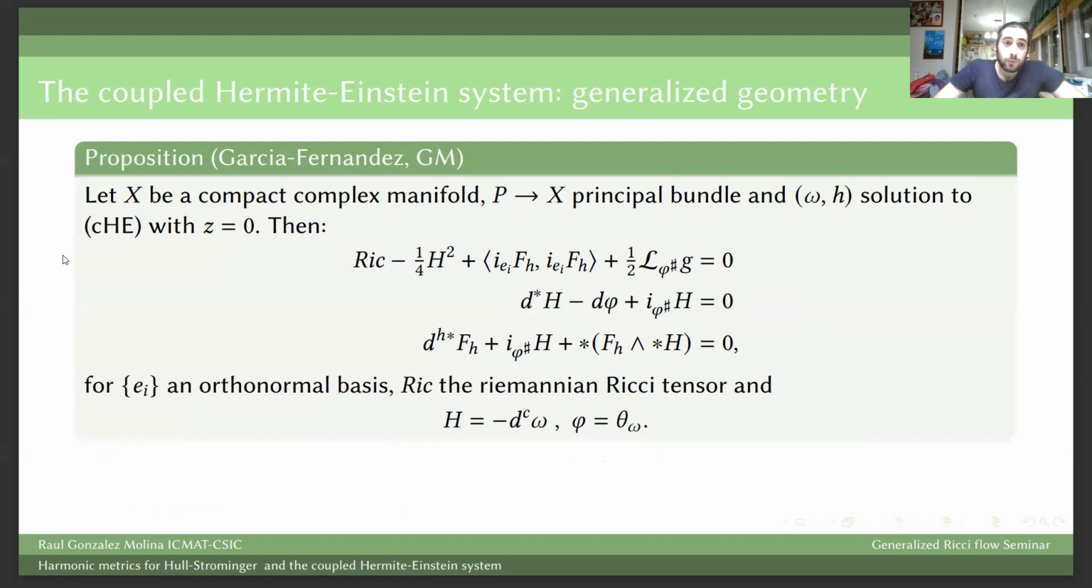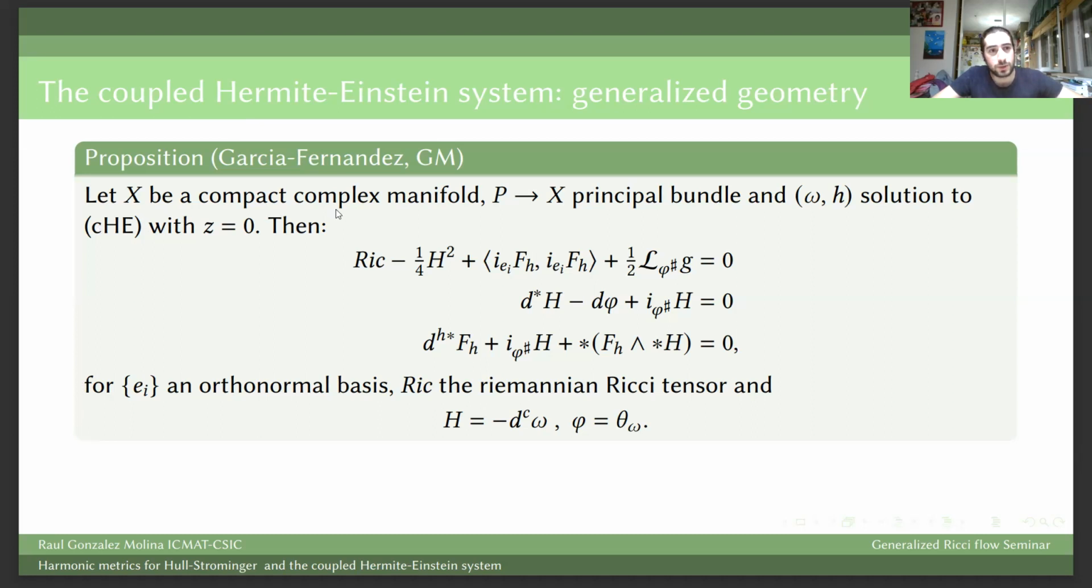Okay, so now one last thing I want to comment on is the family in which the coupled Hermite-Einstein system lives. I want to tell you who its brothers are. We know that its father is the Hull-Strominger system, and we are going to see some of its brothers or cousins. For this, I want to have a Riemannian characterization of the coupled Hermite-Einstein system, and this is the content of this proposition.